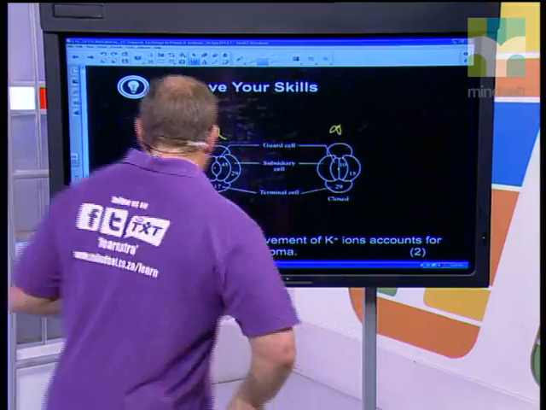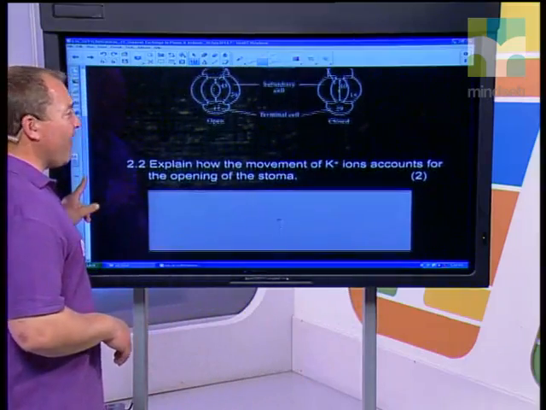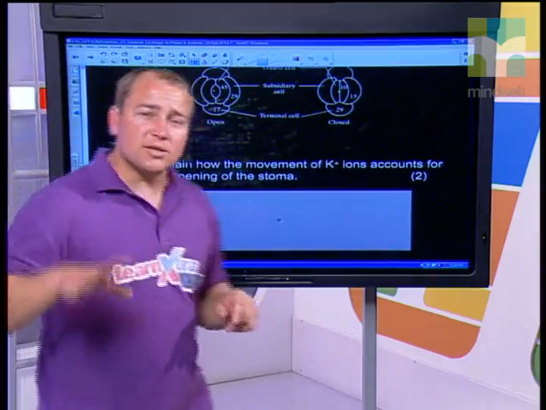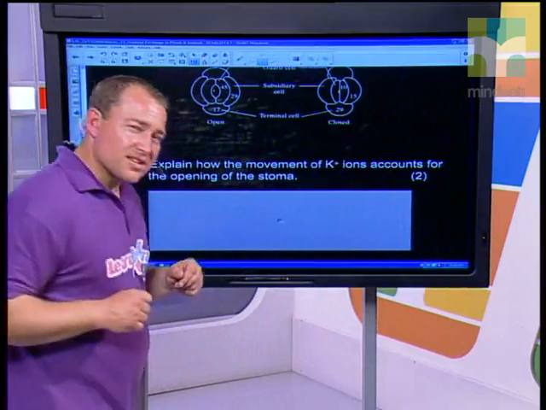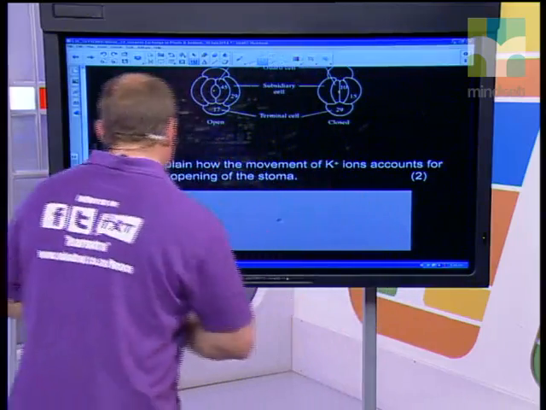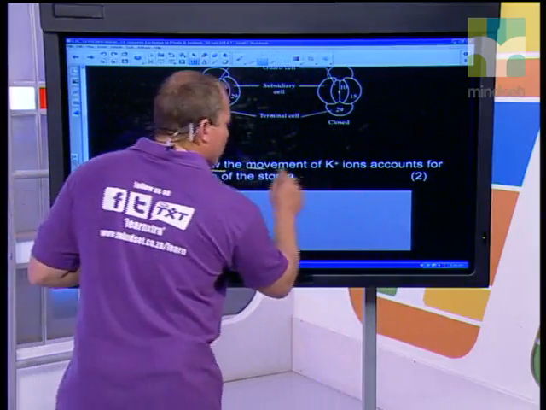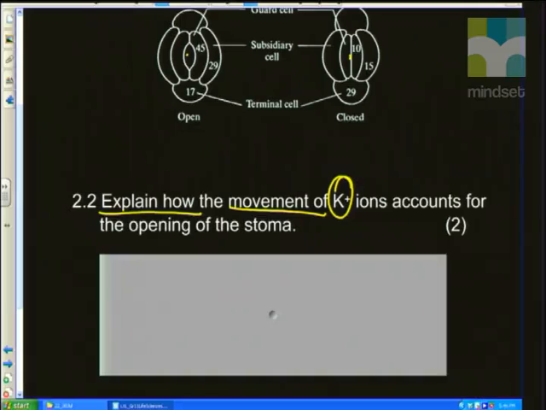Right, now, they're going to ask you questions on it, and they love this, especially because a stomata is a specialized epidermal tissue, like the root hair, right? Specialized epidermal tissue. So they always ask this, okay? And they're going to ask, how does the stomata open and close? Okay, so let's have a look at it. Explain how the movement of potassium ions accounts for the opening of the stomata. So how do potassium ions make sure that the stomata opens?